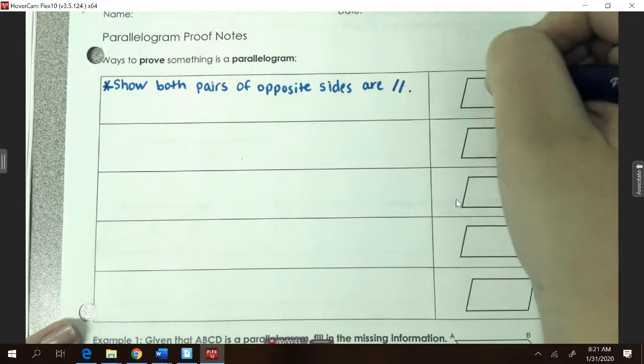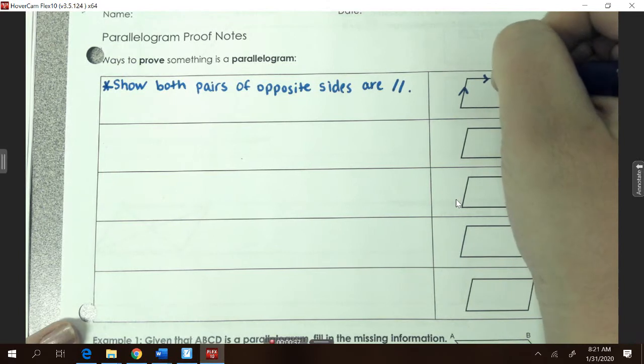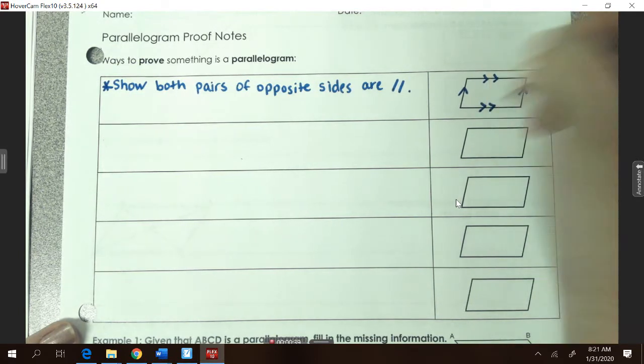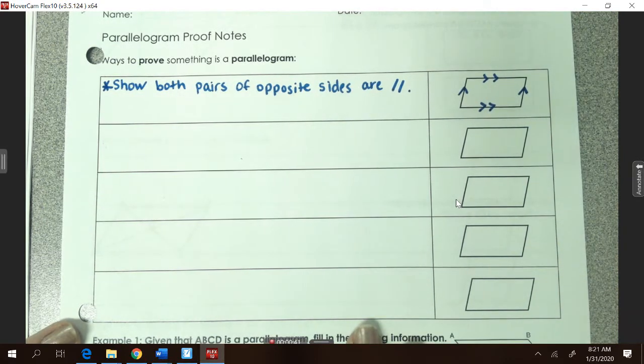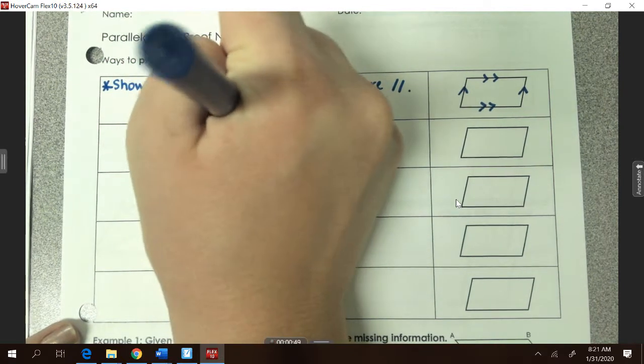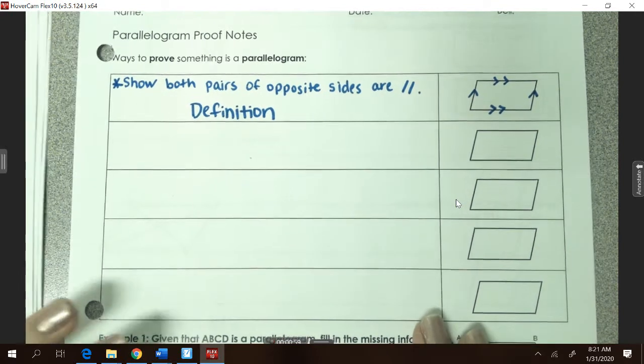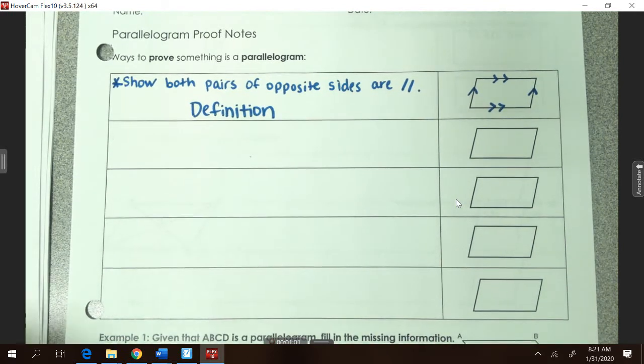So I would show that this side is parallel to this side, and I would show that this side is parallel to this side. Okay. And this is just the definition of a parallelogram. Okay, if you see that two pairs of opposite sides are parallel, then by definition it's a parallelogram. Okay. The next way is to show that both pairs of opposite sides are congruent.